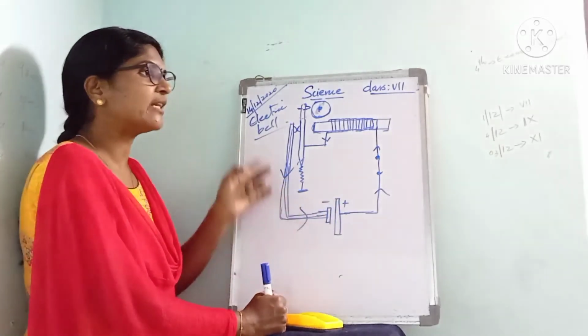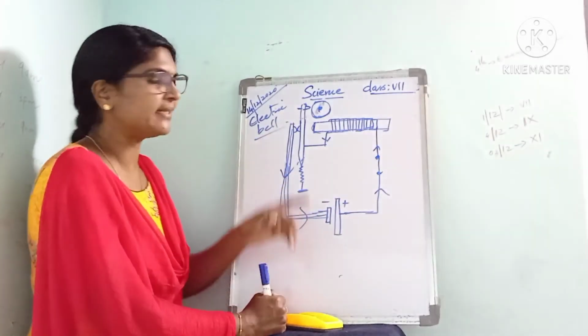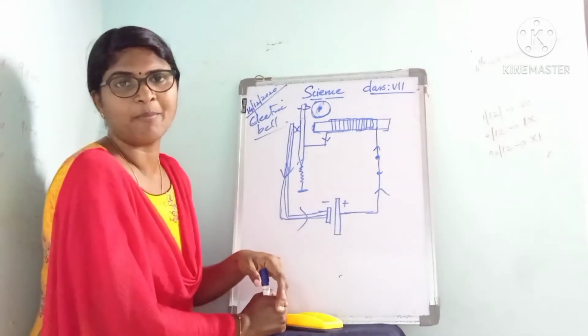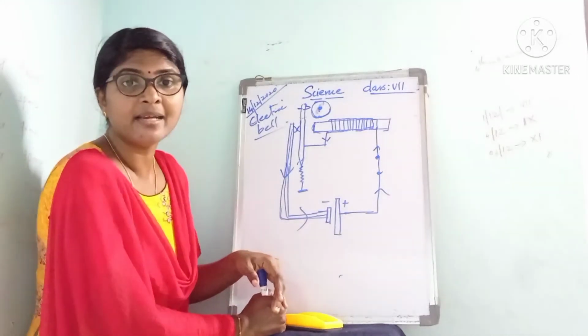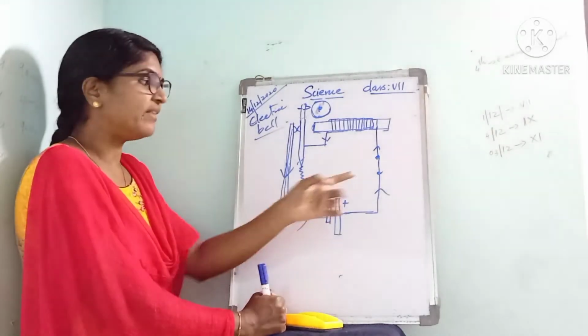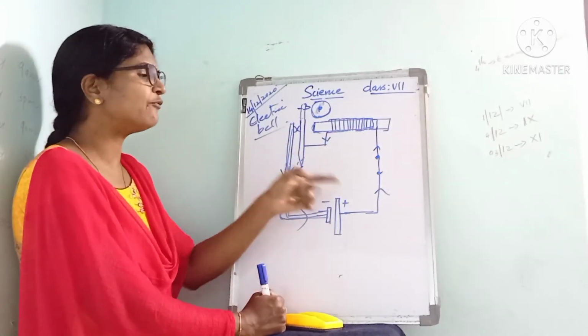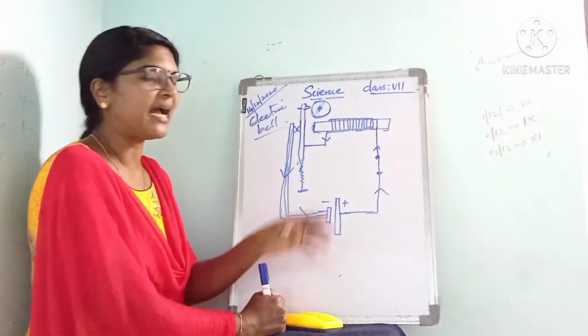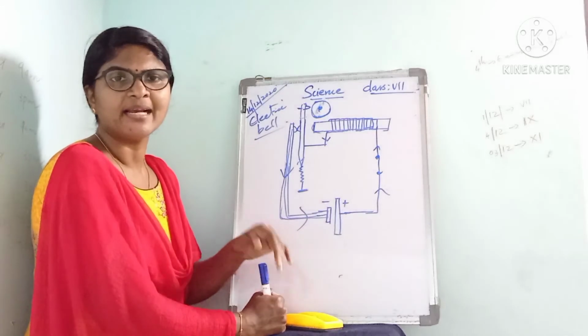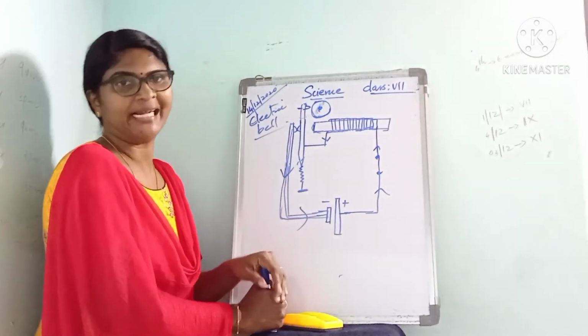At that time the current flows through the wire and the coil behaves as an electromagnet. The coil becomes an electromagnet. When the switch is pressed, the circuit is completed. The current flows through the wire and the coil becomes an electromagnet.